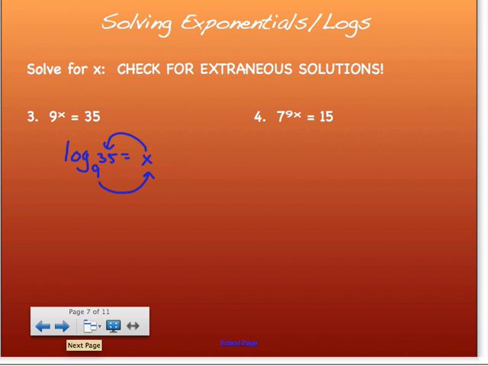So why not instead do this? You know I want to get x out of the exponent. In order for me to get the x out of the exponent, I need to get rid of that base 9.